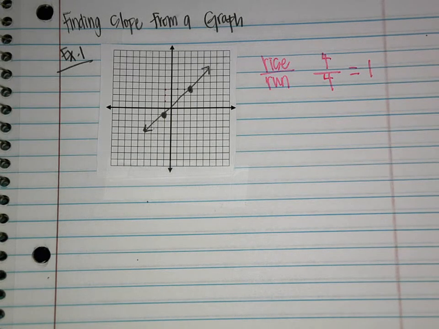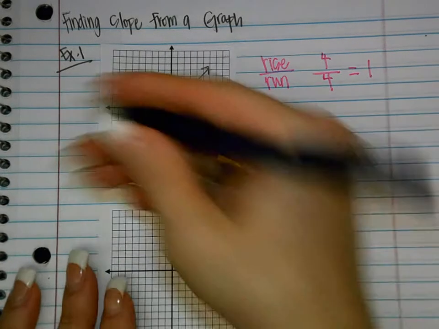So you're counting how many steps you take up and how many steps you take over. And remember, we're always counting how far you move to the right. We're always going up or down first, and then you're going to the right. Okay, let's try another one for number 2.